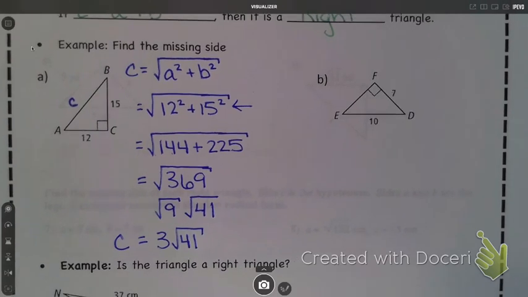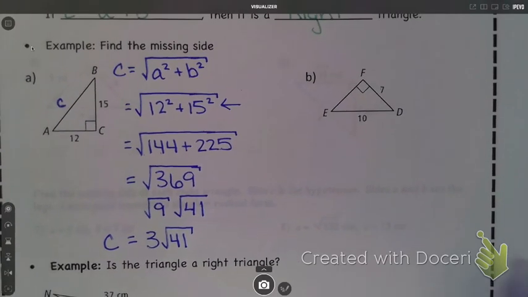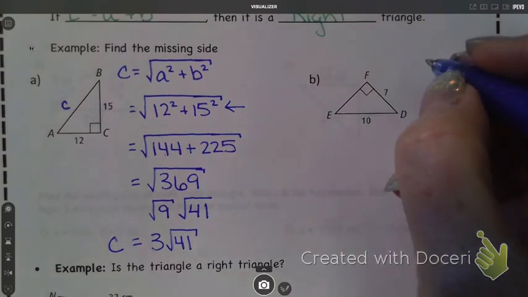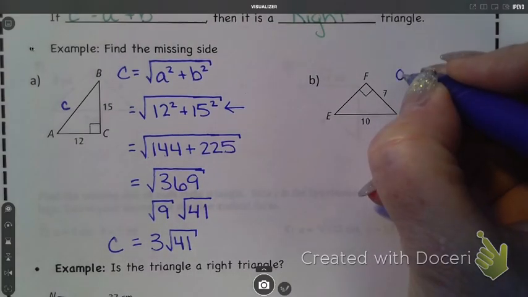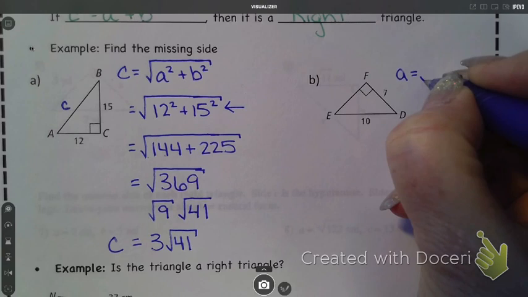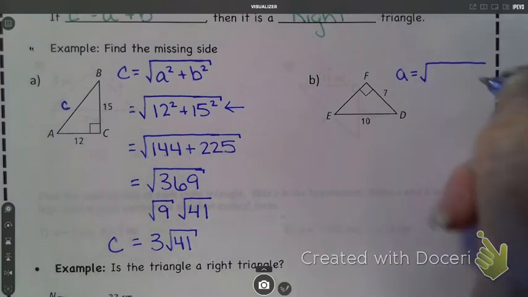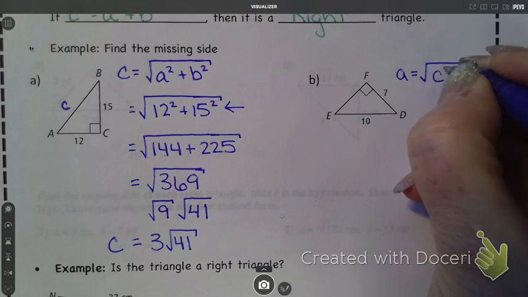Makes sense how this works? Hopefully. Okay, B. What am I looking for? The leg or the hypotenuse? A leg. So that formula was, we're just going to write one of them. A squared equals what? C squared minus B squared. Does it matter what order? Yep.